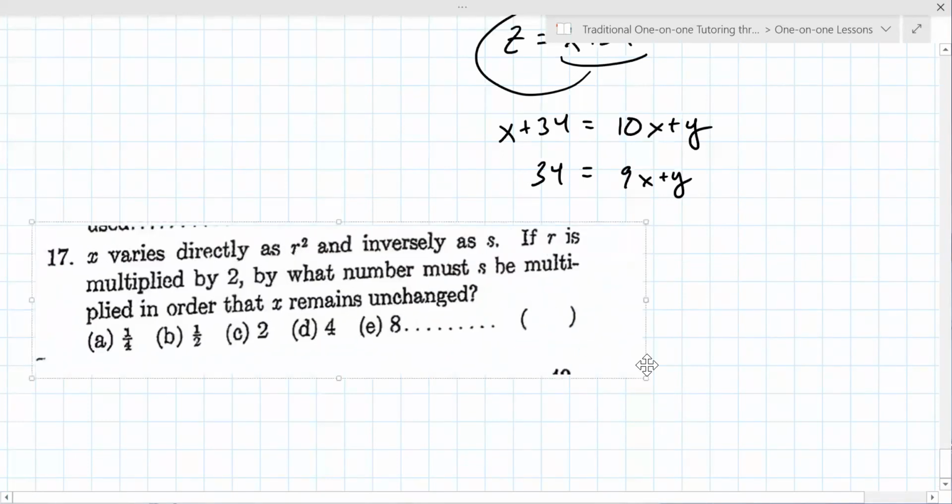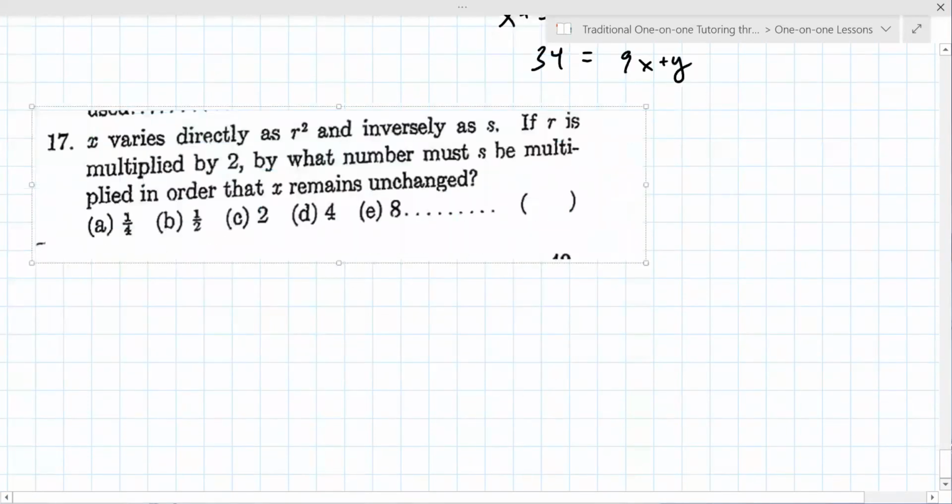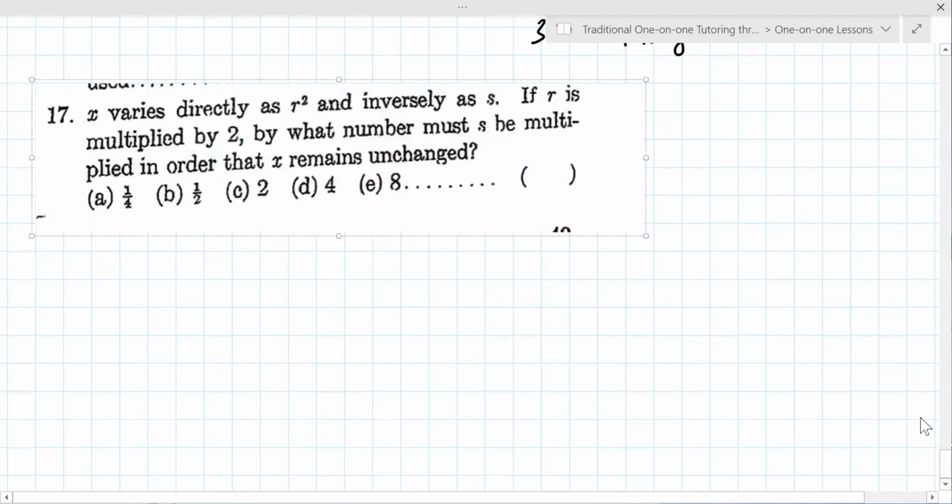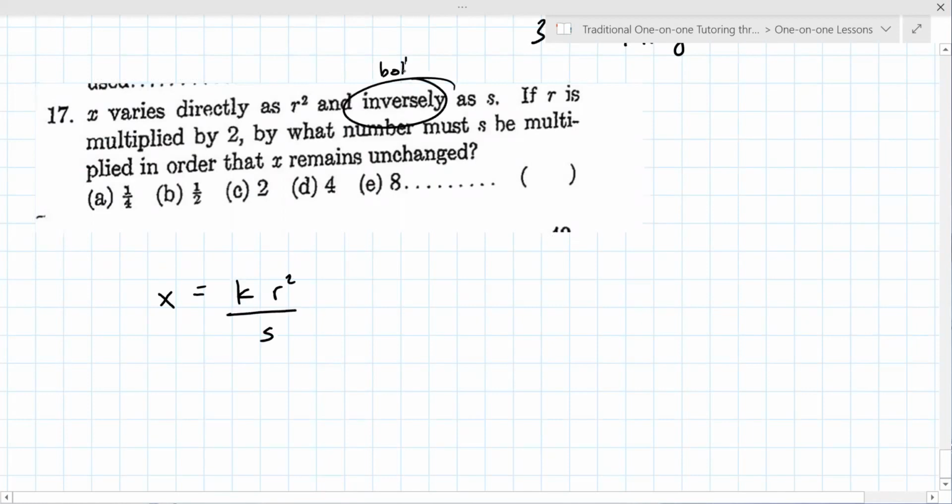X varies directly as R squared and inversely as S. So that's K R squared, but inversely as S. Inversely means it goes in the bottom. Directly is on top.